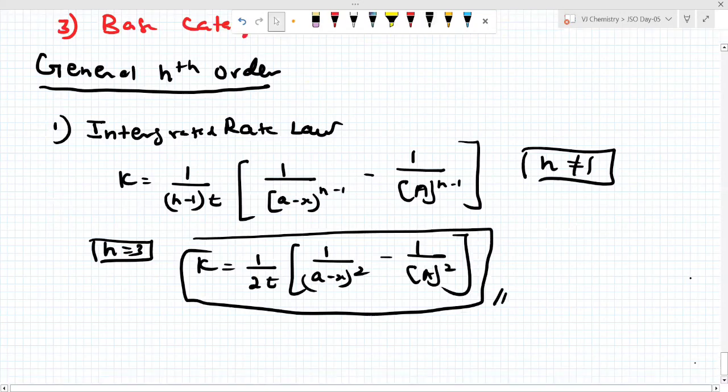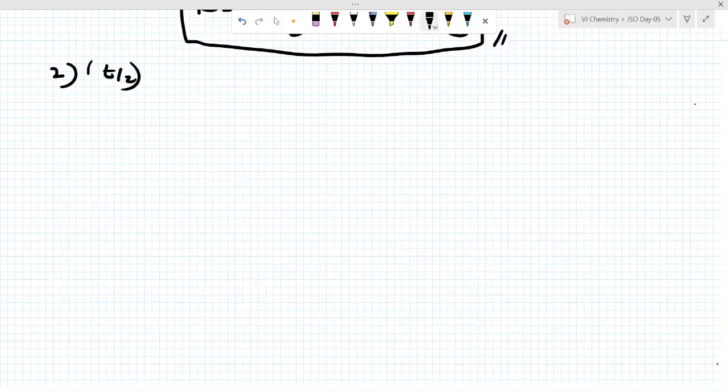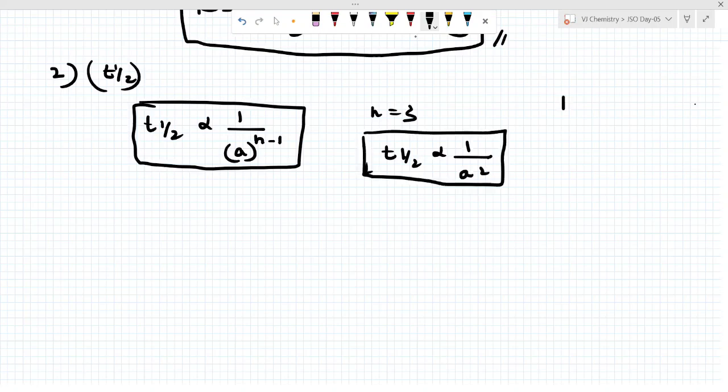Now half-life. That is important. What is the general formula? The t½ is proportional to 1 by a power n minus 1. This is very important. Now put n equal to 3: t½ is inversely proportional to a squared. For n equal to 2, t½ is proportional to 1 by a. For n equal to 1, put 0, so t½ is independent of concentration. This is very, very important.